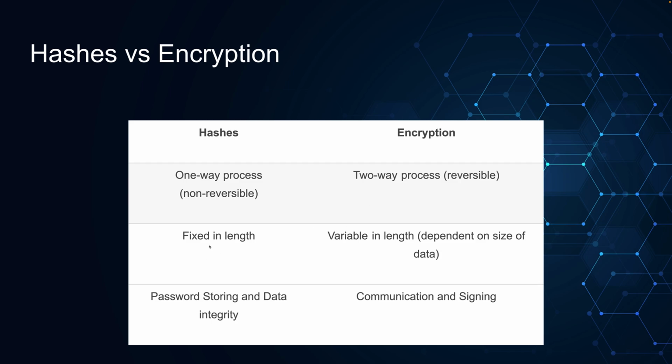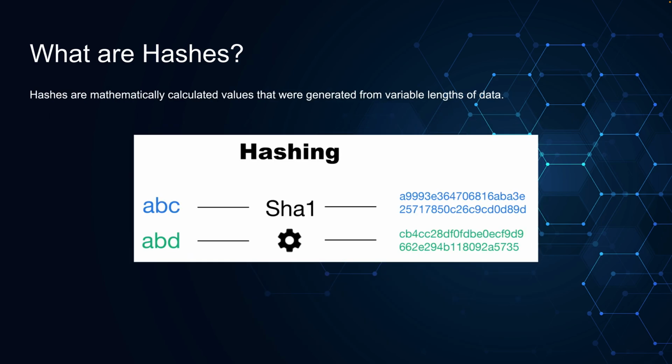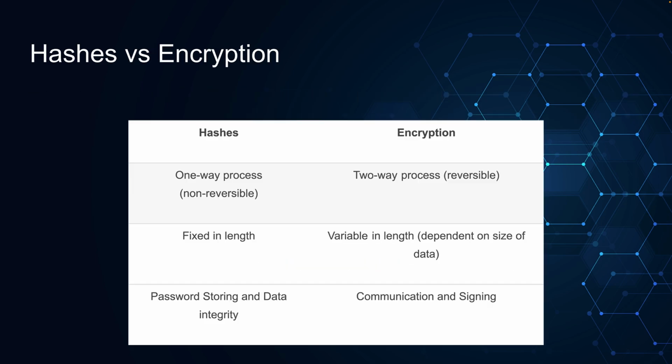Then the hashes are always in a fixed length. And that is also what we see here. Even though we have two different values, the length is the same because using this algorithm, we'll get a fixed length value. Whereas in encryption, the length of the encrypted string is based on the size of the data. So where are these two approaches used?